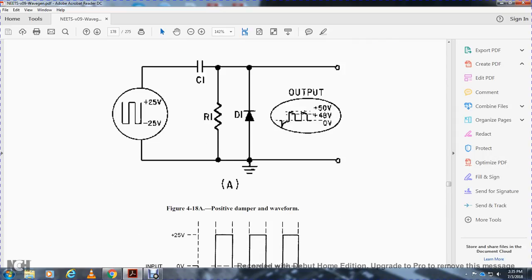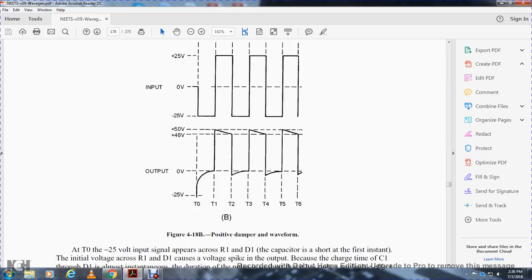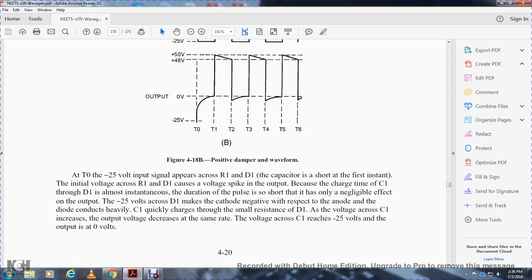All right, figure 4-18 shows the positive clamper waveform. It shows resistor 1, capacitor 1, the 25 and negative 25 volt input, and the diode. It also shows the output and input signals, and then your output positive clamper waveform.